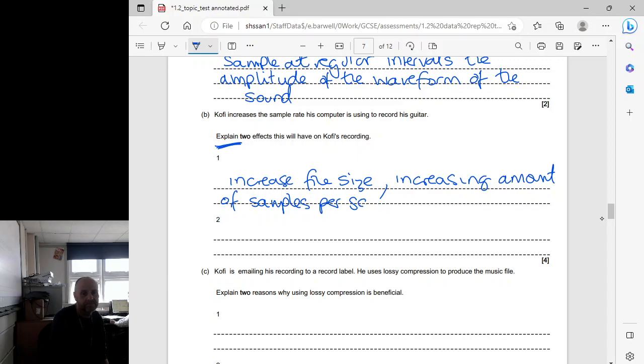Would I put that under the one where I said the file size? Yeah, so you need to explain. Yeah, you got the right thing, just didn't go on to explain. So increase the number of samples per second, and therefore the amount of data.